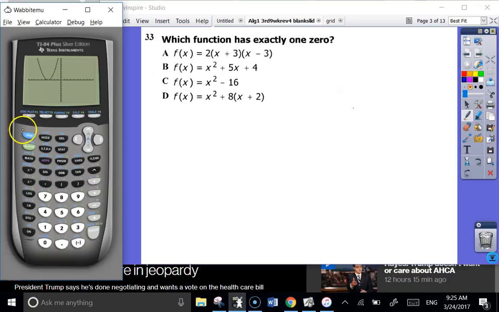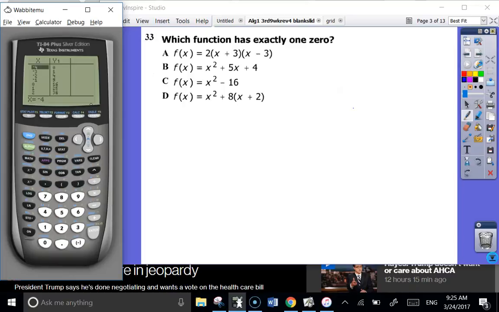Well, to be sure, go to the table of values. Second, table of values, scroll up and see whether it just happens to show up. Yeah, look at that. When x is -4, y is 0. So that's the 0. Second, graph. And that's how you get the table of values.